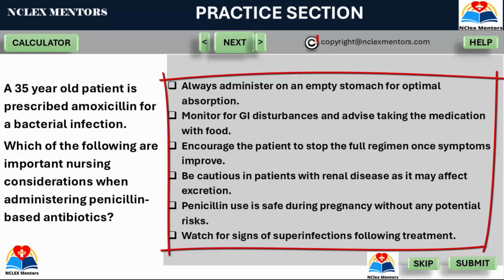Option D, be cautious in patients with renal disease as it may affect excretion. Option E, penicillin use is safe during pregnancy without any potential risks. Option F, watch for signs of superinfections following treatment.